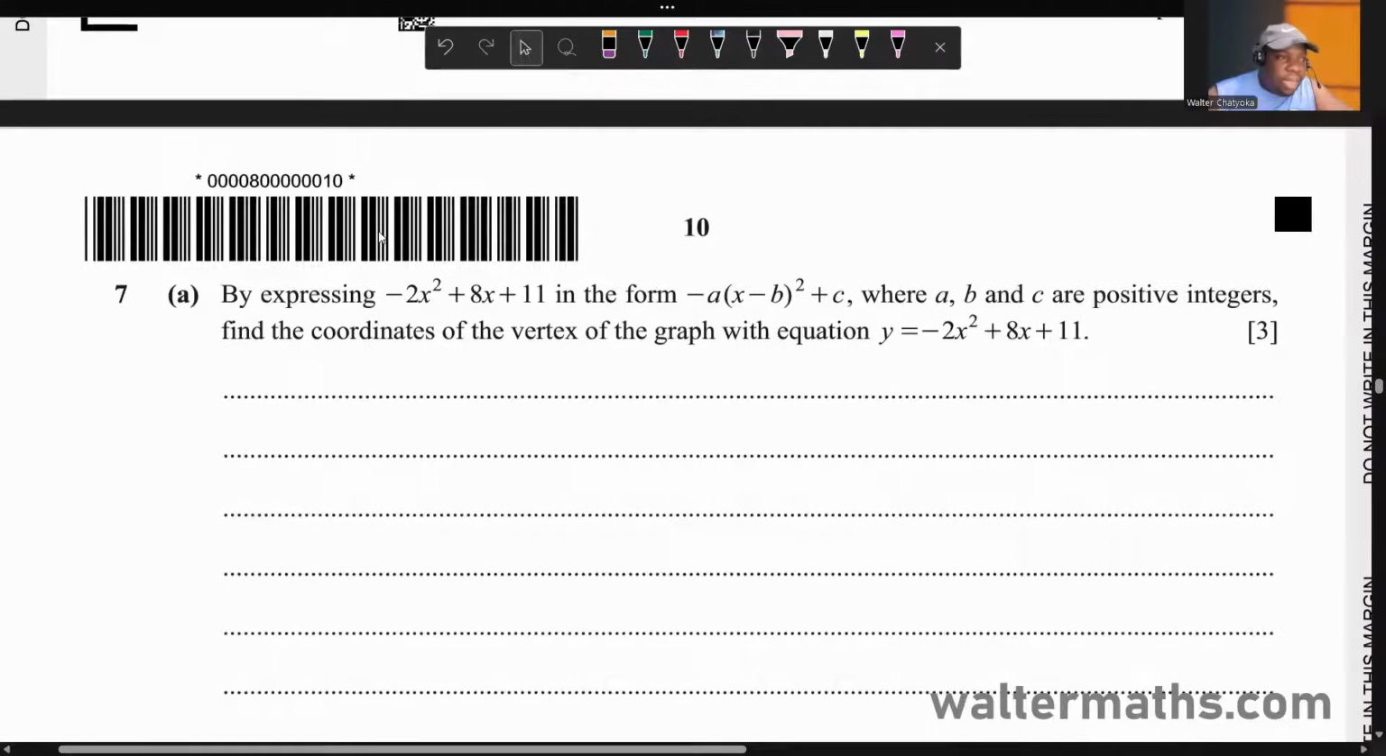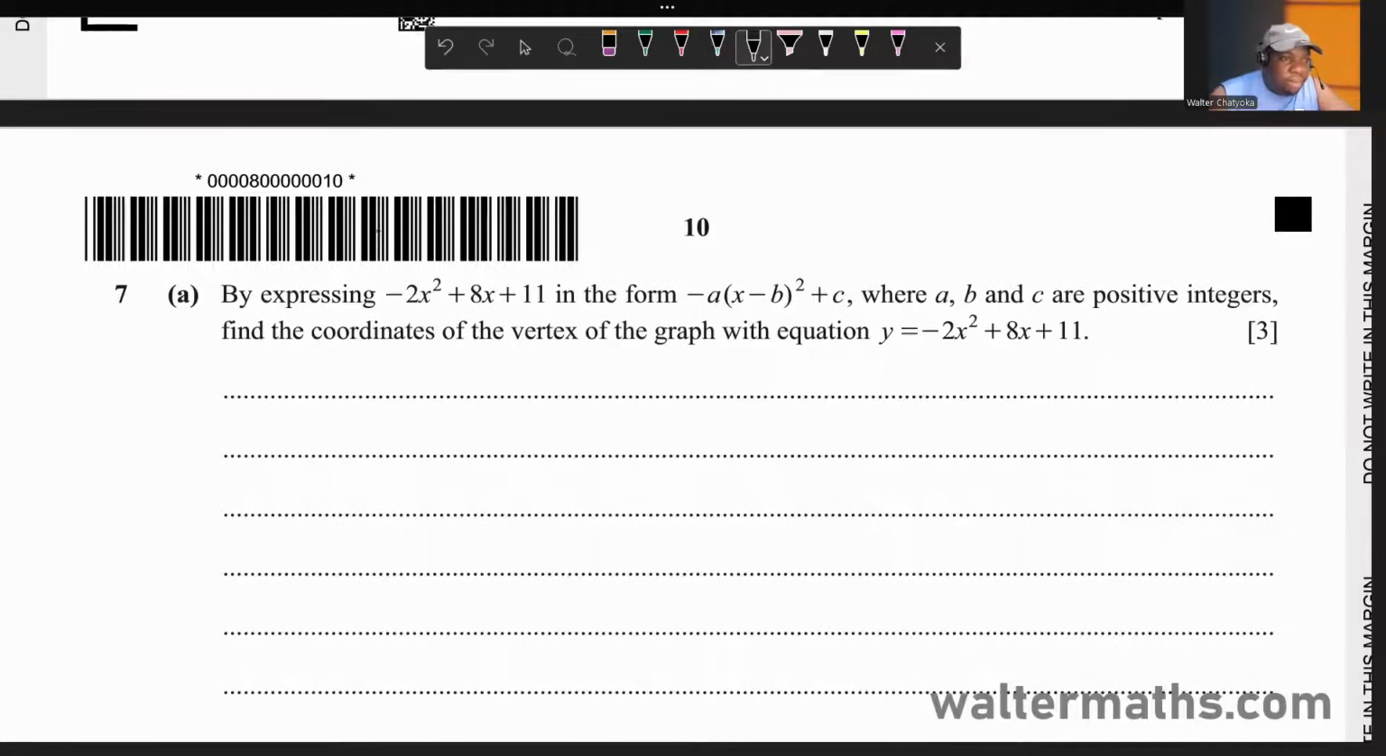On number 7, it says, by expressing -2x² + 8x + 11 in the form -a(x - b)² + c, where a, b, and c are positive integers, find the coordinates of the vertex of the graph with the equation y = -2x² + 8x + 11.